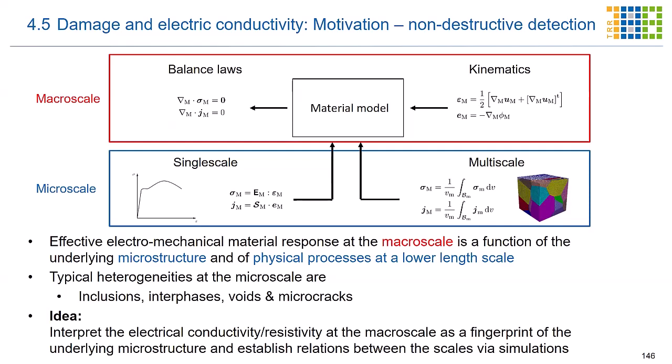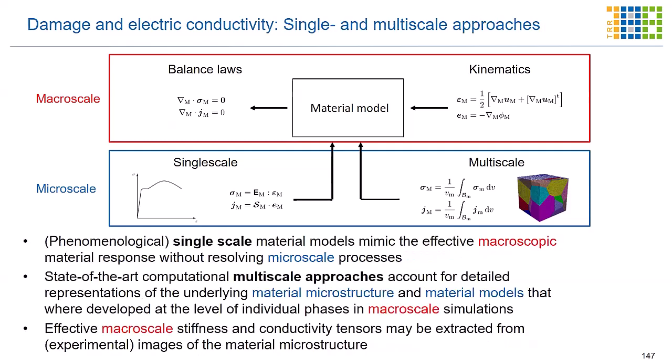In order to understand the effect of damage on resistance measurements or resistivity values, single-scale phenomenological models, that we have already discussed in this section before, can also be employed. However, these models only mimic the effective macroscopic material response, so information regarding the microscale is not really resolved. And it relies on some set of assumptions.